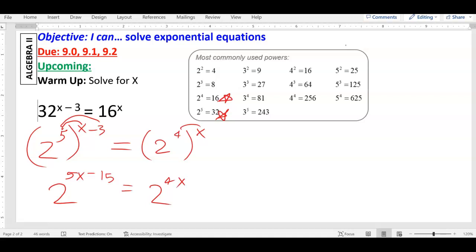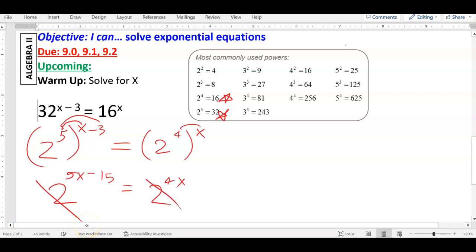Now, looking at this, is the base the exact same now? Yes. Okay. So that's step 1, you make sure the base is the same. Step 2, erase the base. So scratch out the 2, and we're going to just rewrite those exponents equal to each other. So 5x minus 15 equals 4x.